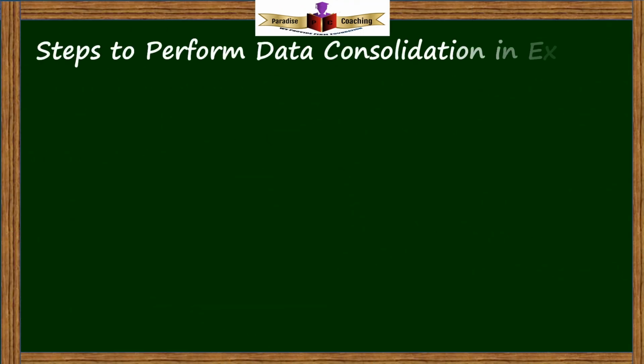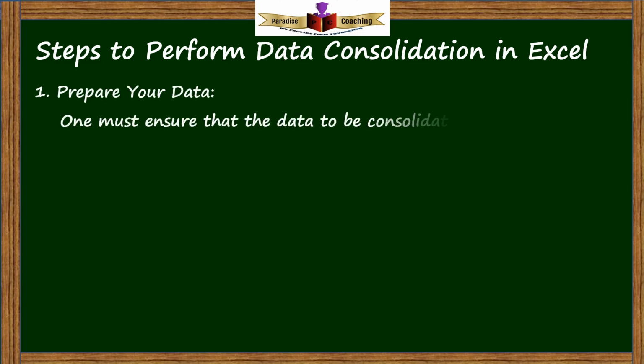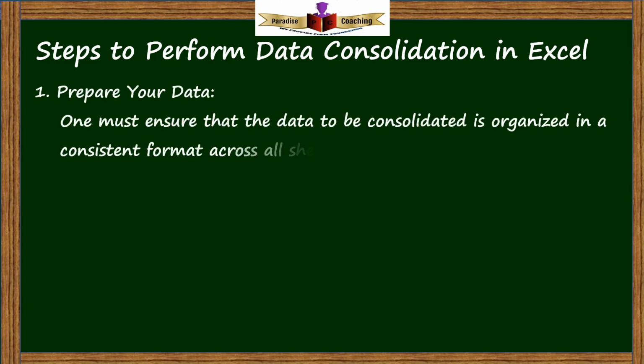Steps to perform data consolidation in Excel. 1. Prepare your data. One must ensure that the data to be consolidated is organized in a consistent format across all sheets or workbooks. The data ranges should have identical labels or headers.